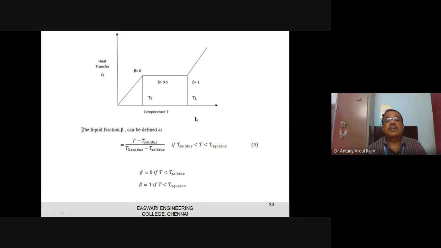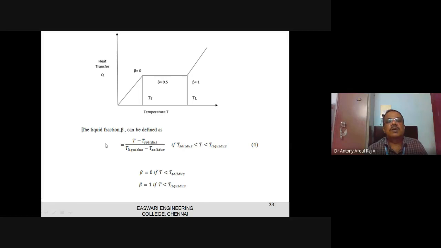So here this is the Q-T curve, this is heat transfer, and this is the temperature. When I am increasing the temperature, it changes its phase at Ts. This is the solidus temperature. Below this temperature it is solid, and after that it will be changing its phase. Here it is fully in the liquid region. This is the liquid region, this is the solid region, and this is the two-phase region. It goes from solidus temperature to liquidus temperature.